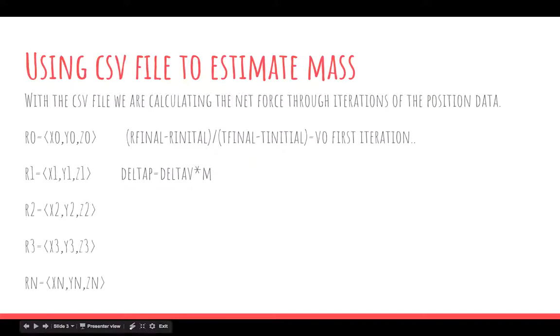Using the CSV file to estimate the mass. By programming in VPython to get the data from the CSV file, we can quickly calculate the change in momentum. So we're going to use different positions to get the change in velocity, and with the change in velocity, we can get the change in momentum.